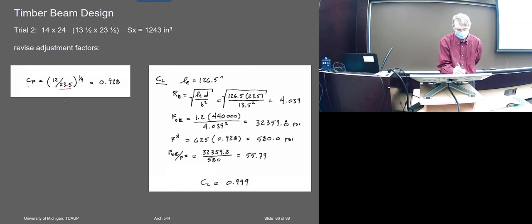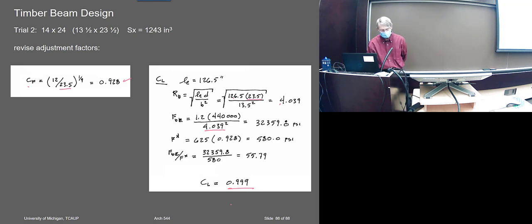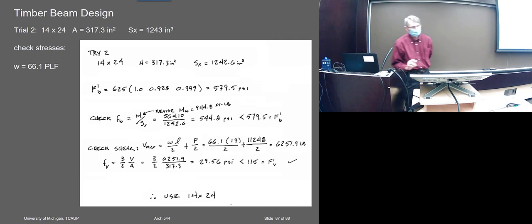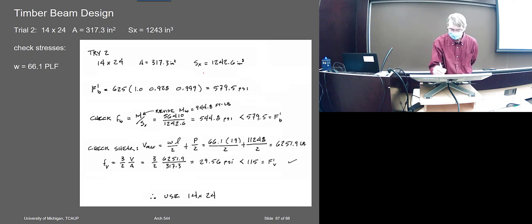CF, well, it's still the same depth, so that didn't change. CL, not too much change there. That's also the same depth and the same, so that didn't change much. Did this change? No, that's that. Okay, at any rate, CL is still up at 0.999. And then for that size, there's that. Here are the revised. They're almost the same.